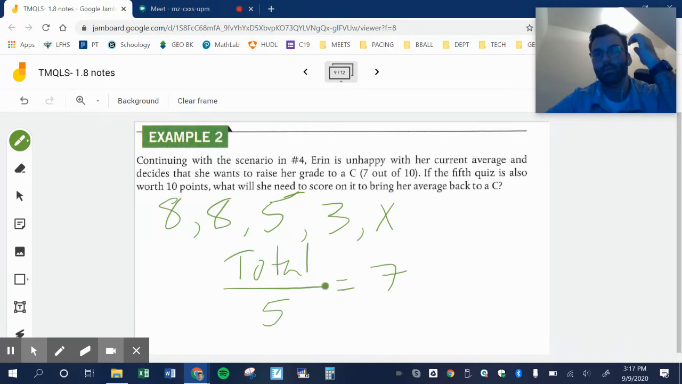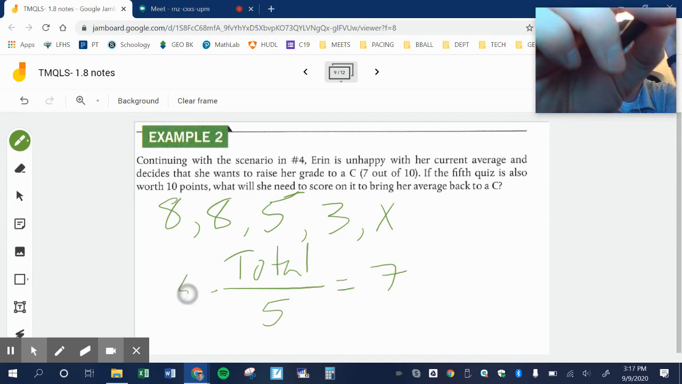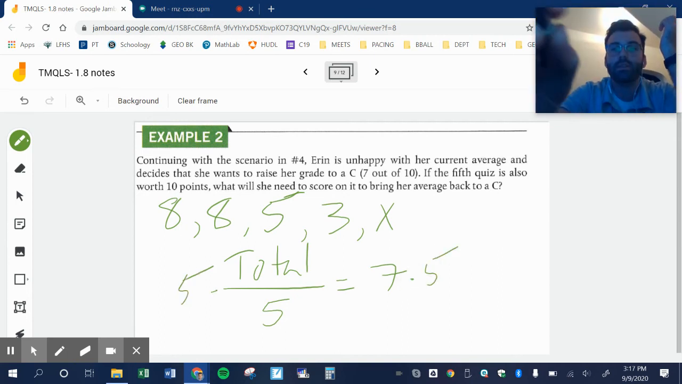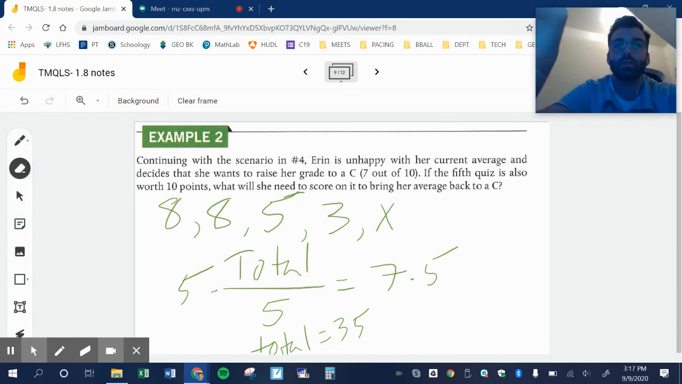Is that, you know what I'm saying here? Sum total, we need sum total divided by 5 to get 7. Well, realistically, what divided by 5 gives me 7? If I don't know what that is, I can multiply both sides by 5 and realize that I need a total of 35. So if I add 8 plus 8 is 16, plus 5 is 21, plus 3 is 24.